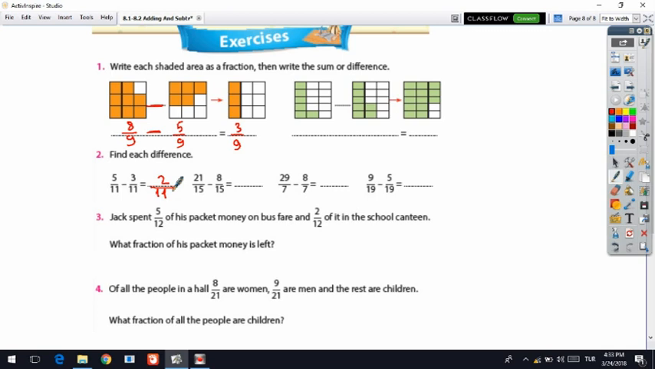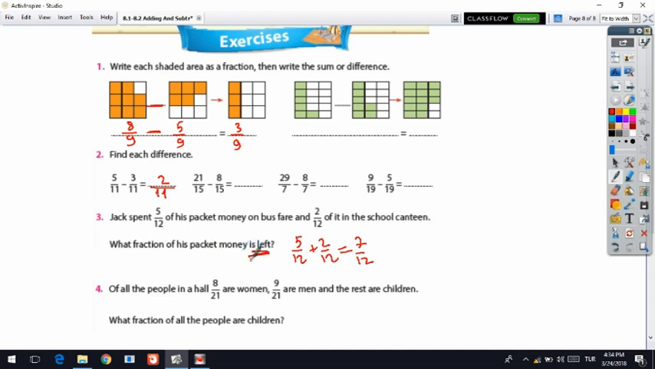Okay, another one. Jack spent 5 over 12 of his pocket money on a bus fare and 2 over 12 of it in the school canteen. What fraction of his pocket money is left? 5 over 12. Yeah. Okay, first of all, you do like that. How much money did he spend? 5 over 12 plus 2 over 12. So, first of all, Jack spent 5 over 12 for the bus fare and 2 over 12 for the school canteen. How much money did he spend together? 7 over 12. But the question says, what fraction of his pocket money is left?